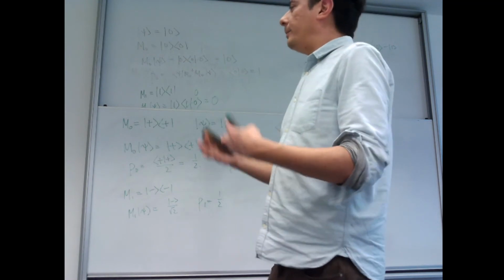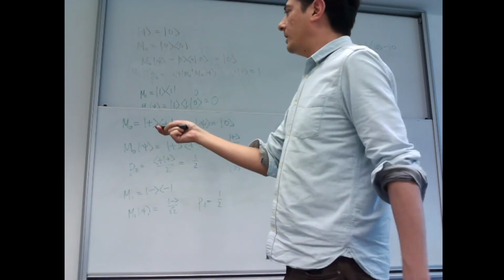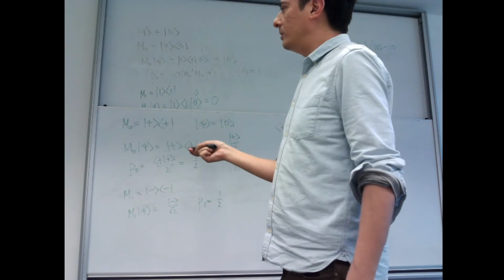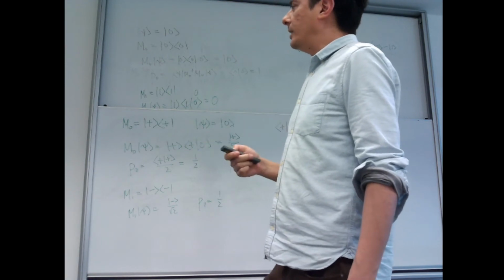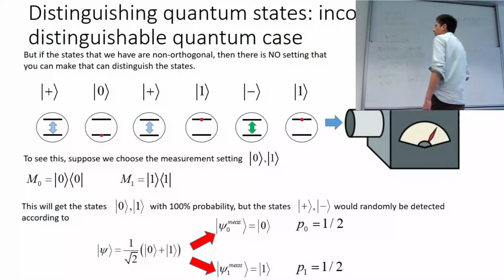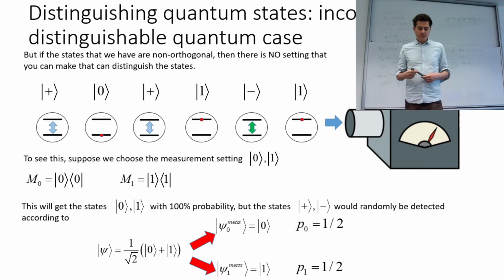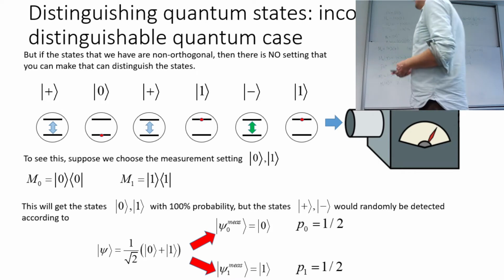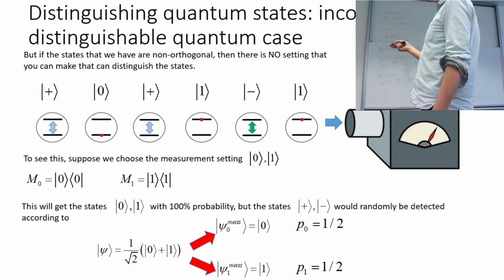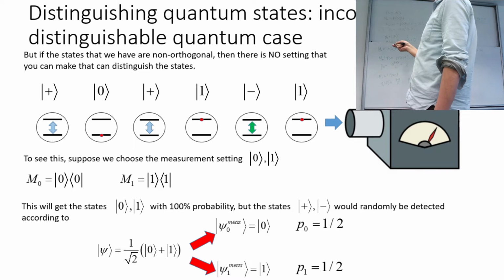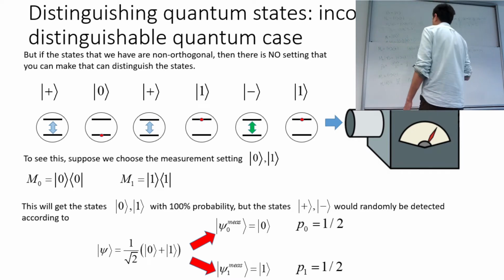Okay, fine. But still, in this plus minus case, you can tell the difference, so long as you have your box on the right setting. But now let's look at a case where there's just no setting available to tell the difference between these states. So suppose we go back to putting our measurement setting on 0, 1. That's the basis that we're measuring in.